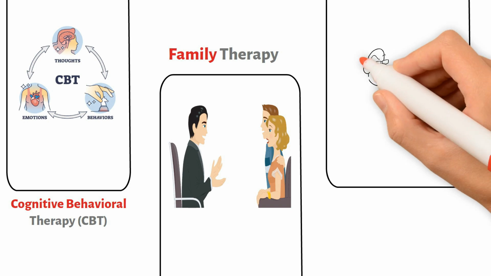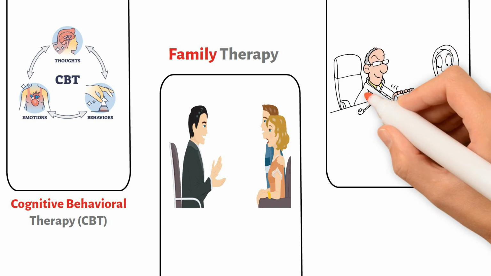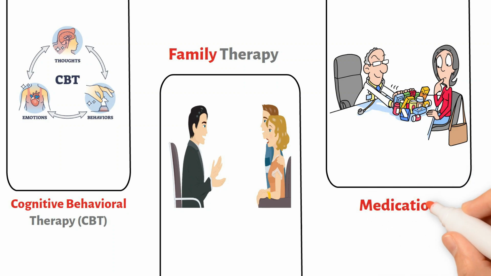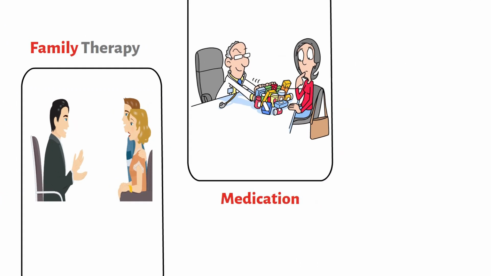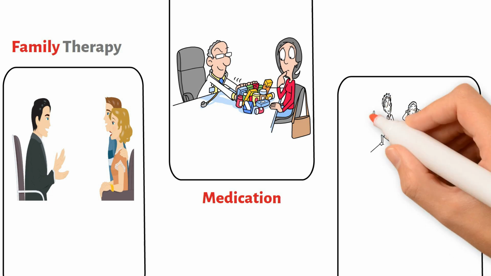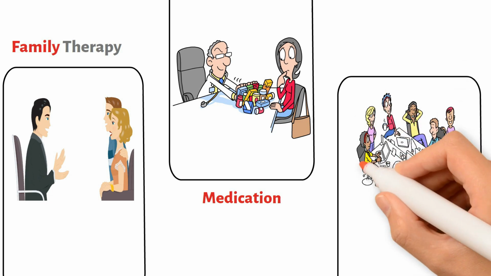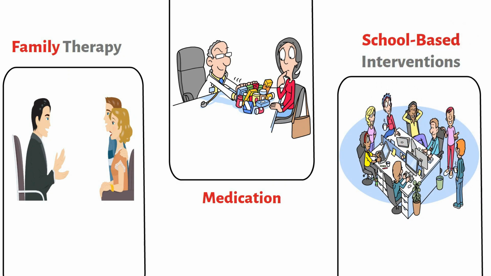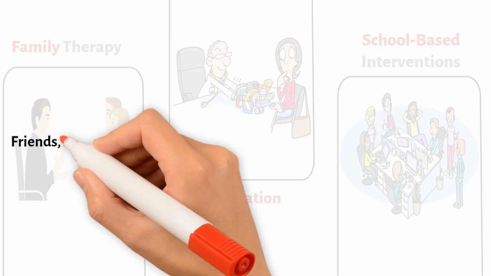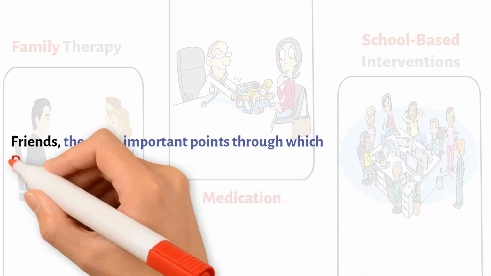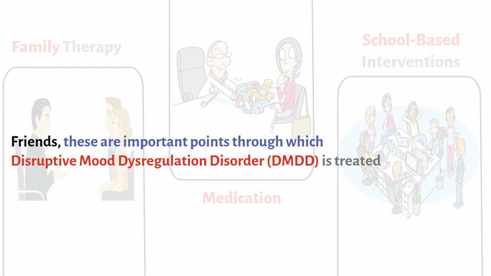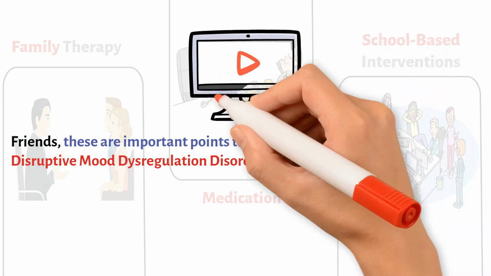Next, medication. In some cases, psychiatrists may also prescribe medications, but this is only done in cases with severe symptoms. Next, school-based interventions. Schools provide special training to teachers and staff to better support children with DMDD. Friends, these are important points through which Disruptive Mood Dysregulation Disorder, DMDD, is treated. I hope this video will prove very helpful for you.